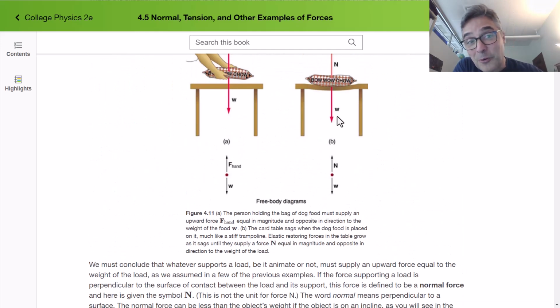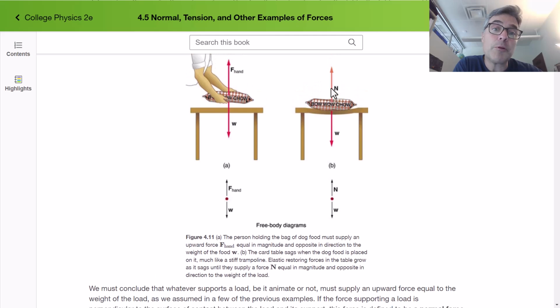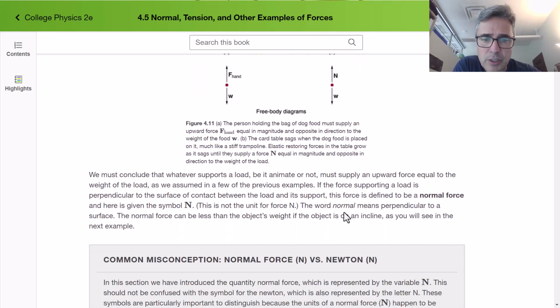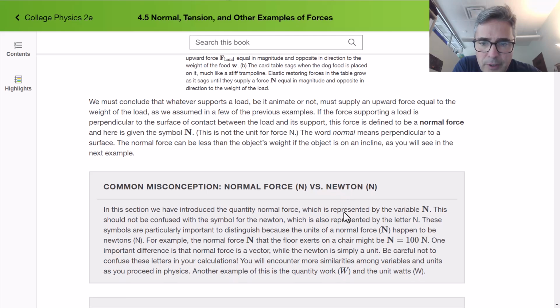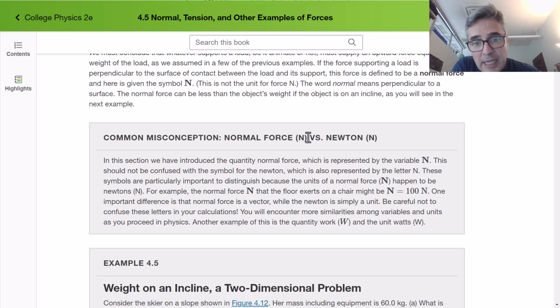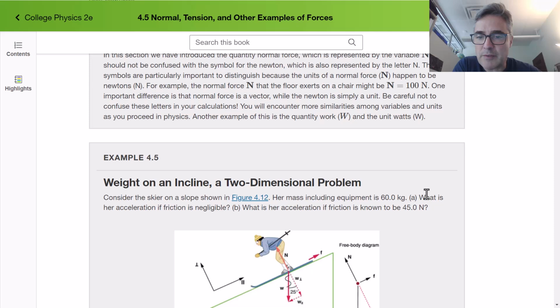So it is important to distinguish them. Weight is that downward force, which is M times G, and the normal force, if the thing's at rest, is going to be pushing upwards with a force that cancels out the weight. So they're often the same magnitude when things are not accelerating and the surface is horizontal. It asks you to be careful that the capital letter N is used for the normal force, and it's also used for the units newtons, so that's kind of a problem.